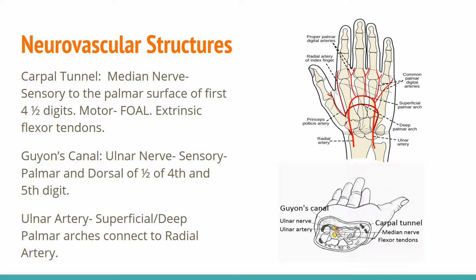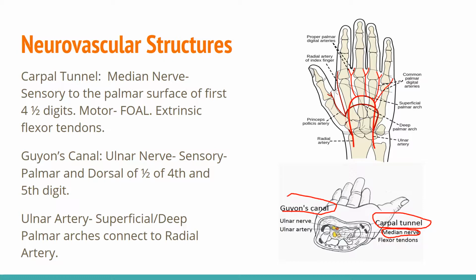and these include the carpal tunnel. Carpal tunnel is formed by the transverse carpal ligament, which connects from the hamate and the pisiform to the trapezium and scaphoid, and this contains the median nerve. Median nerve is important because it provides sensory information to the first 3.5 digits of the palmar surface, as well as motor innervation to the thenar eminence, which includes flexor pollicis brevis, opponens pollicis, abductor pollicis brevis, and the lateral two lumbricals, as well as the extrinsic flexor tendons.